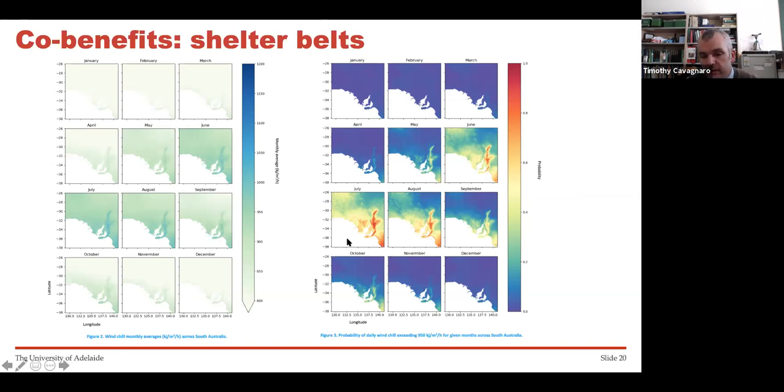And so what we've done on this series of maps here is we've taken the wind chill data and then we've calculated the probability of areas exceeding that 950, that magic number of 950. And so what we're effectively saying here is where it's red, there's a very, very high probability that you will exceed that wind chill number that's of concern.